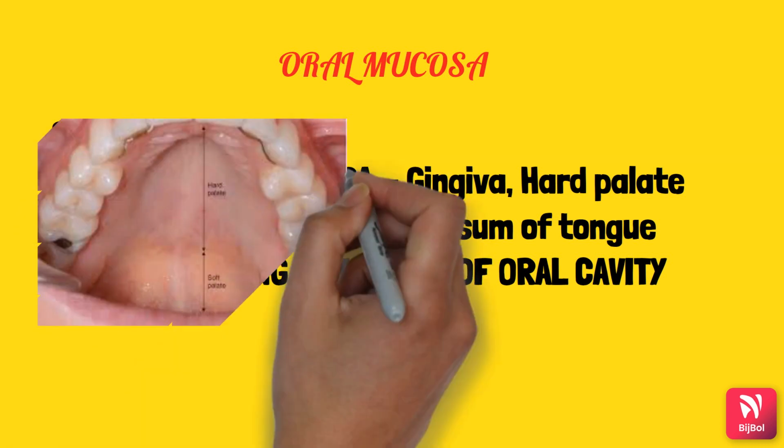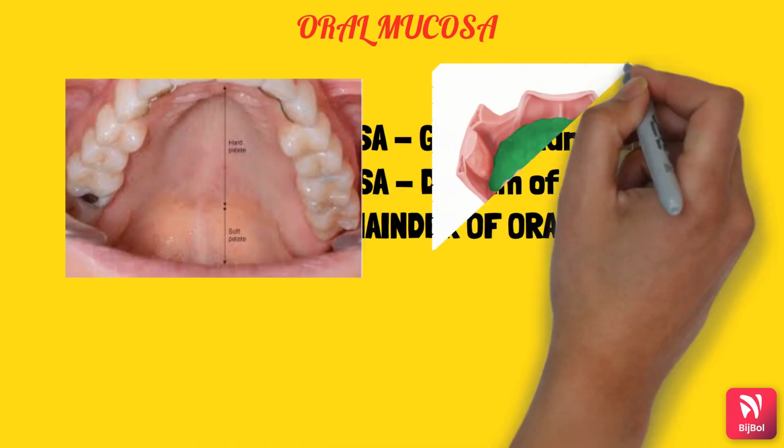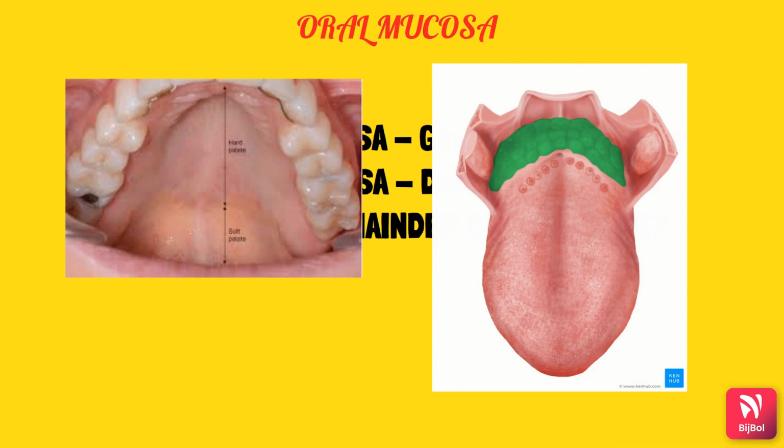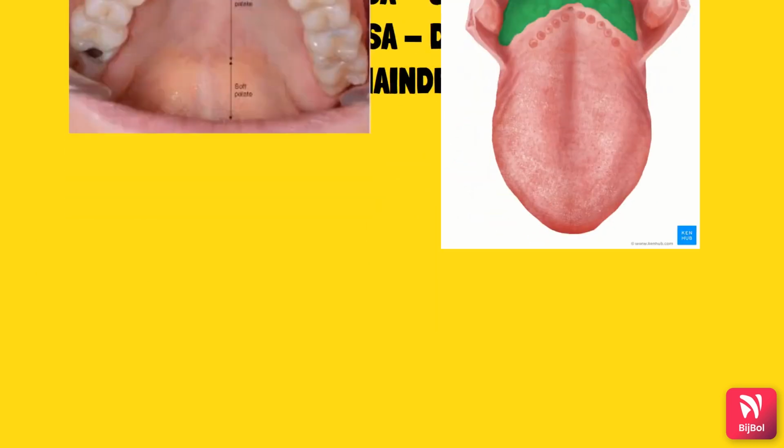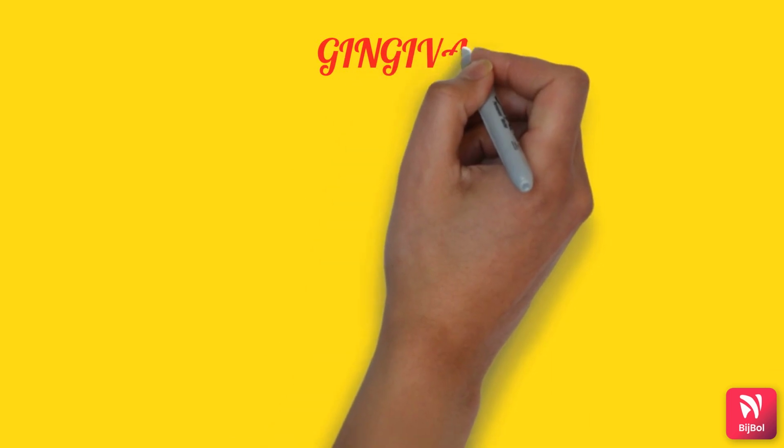So the hard palate is covered by masticatory mucosa, you can see in the picture, whereas the dorsum of the tongue is covered by the specialized mucosa. The topic of concern today, that is the gingiva, is covered by masticatory type of mucosa. Now we get into the actual topic, that is the gingiva.